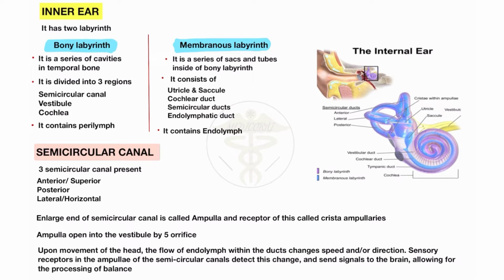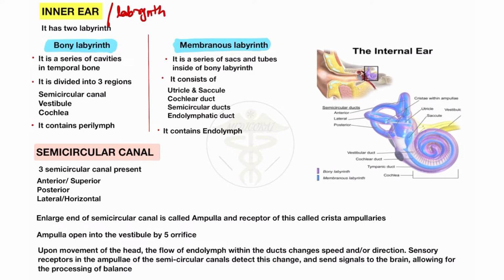First of all, what is the inner ear? The inner ear is also called the labyrinth. Labyrinth is another name for the inner ear. It has two labyrinths. First is the bony labyrinth. Second is the membranous labyrinth. There is some difference between the bony and the membranous labyrinth. I will explain. First of all, what is the bony labyrinth?